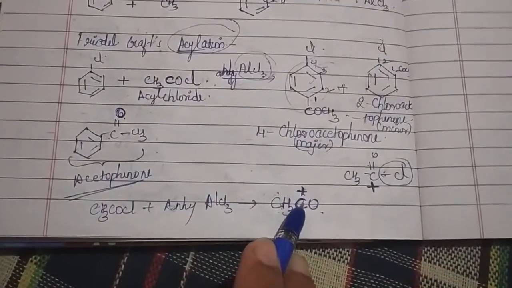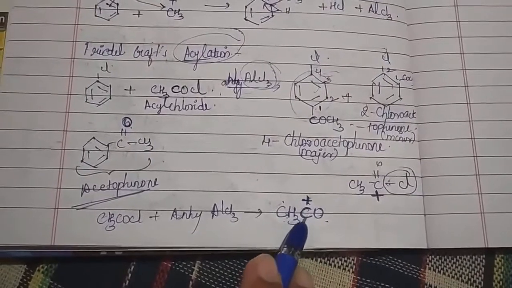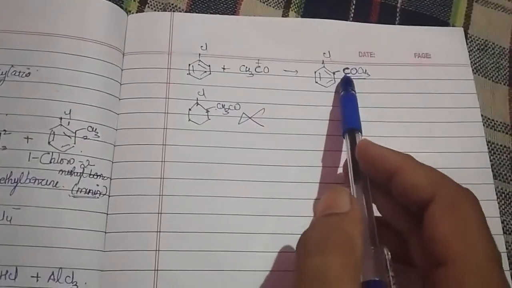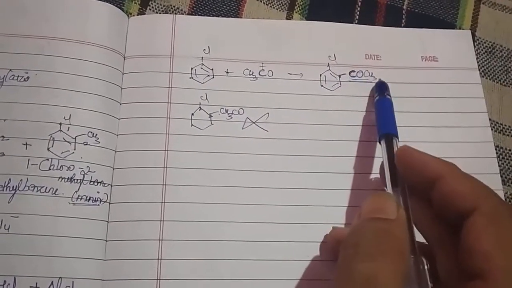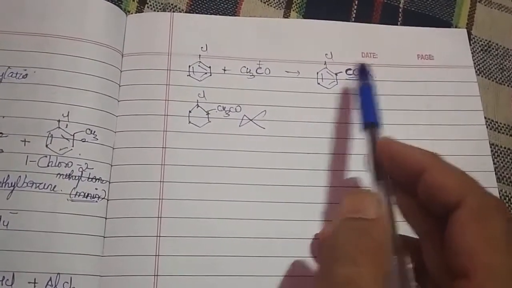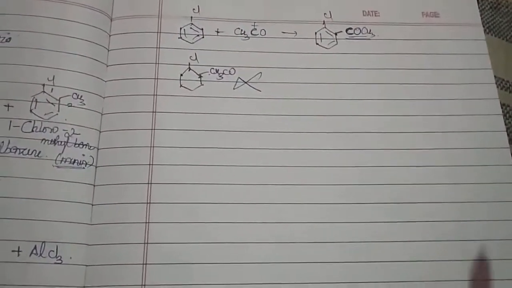Here also you have to take utmost care. The new electrophile which has been generated has a positive charge on the ketonic carbon group. So whenever you are writing the bond, you have to write particularly which carbon is bonded: COCH3 itself you have to write, never write CH3CO. It will be a wrong concept. Again and again I am mentioning.